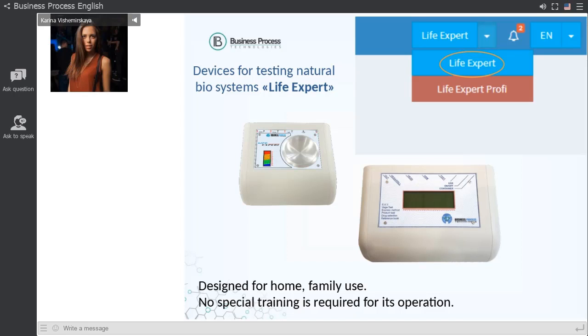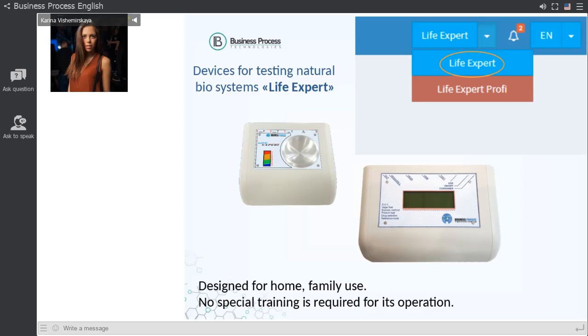I want to make clear some things because this can be really confusing. On the picture on the screen, you can see Life Expert as blue and Life Expert Profi as red color, right? So the Life Expert device can be used only in the Life Expert mode, and the Life Expert Profi device can be used in Life Expert Professional mode and in Life Expert mode. So the customers decide how they want to use the device.